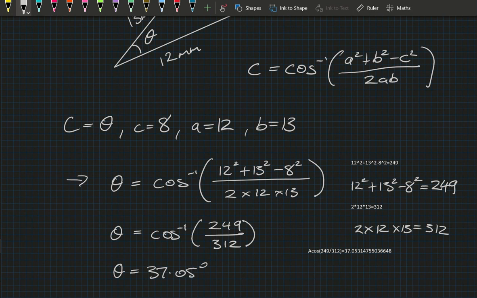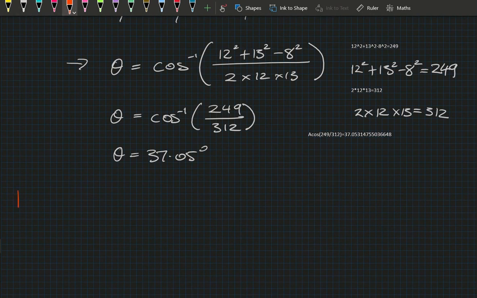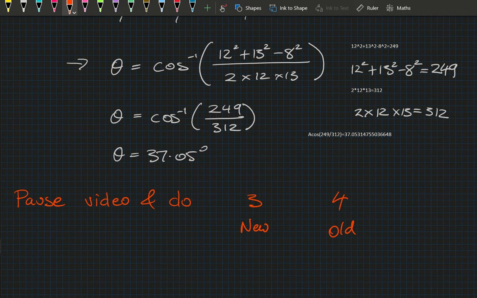Okay, so there's lots of room for complication there. But I also think that if you stick to the formula and label your triangles correctly, it won't be too difficult. So right about now, you should pause that video and do questions 3 in the new book and questions 4 in the old book. And when you come back, we can summarize this lesson.